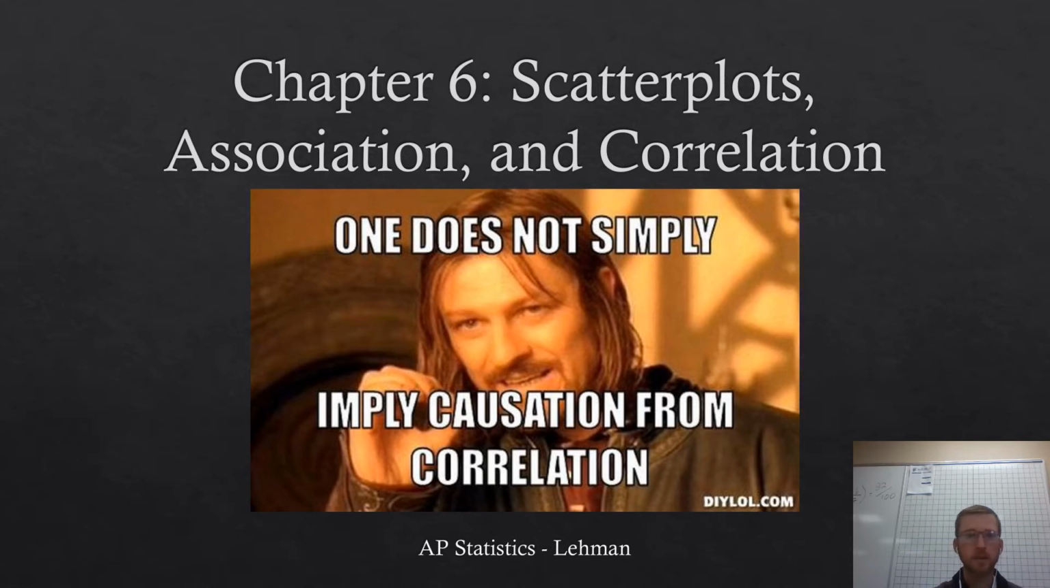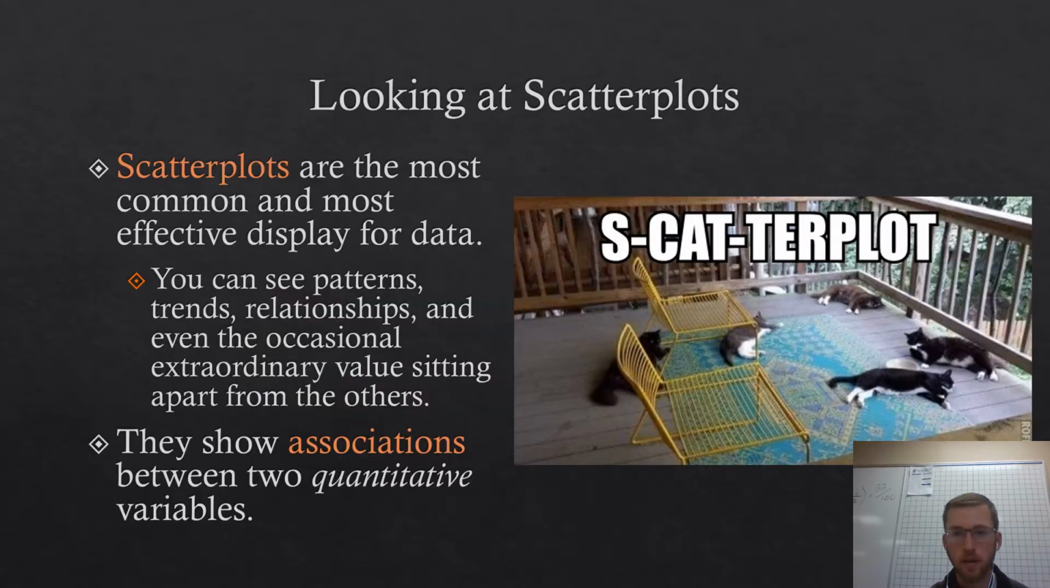Hello everyone, this is the first chapter in Unit 2, which is all about linear regression, and Chapter 6 talks about scatter plots, association, and correlation. To begin, we'll just talk a little bit about scatter plots. Scatter plots are the most common and most effective displays for data. In a scatter plot, we're able to see any patterns that might be in our data, trends, relationships, and maybe even some extraordinary or outlying values that stand out from the majority of our data.